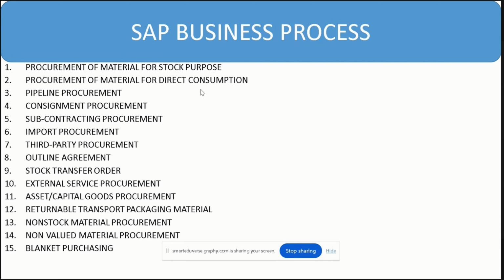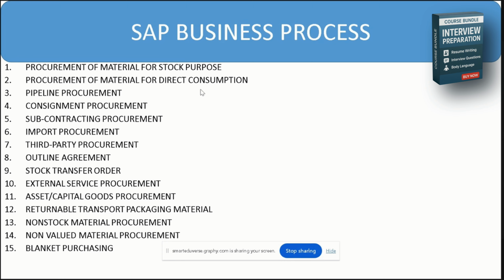Other than that, if it is required, let's say the company where you are going to give your interview is using these kinds of procurement, let's say asset procurement or RTP material or non-stock material, non-valued material, blanket purchasing, then they will ask you that question. But most of the time these questions will not come. Sometimes they will come, but most of the time they will not.